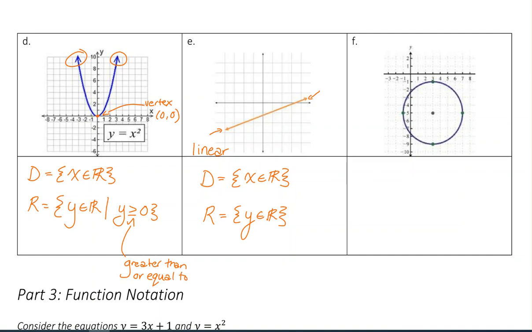See if you can do example F on your own here using the points on the circle that are kind of highlighted for you.